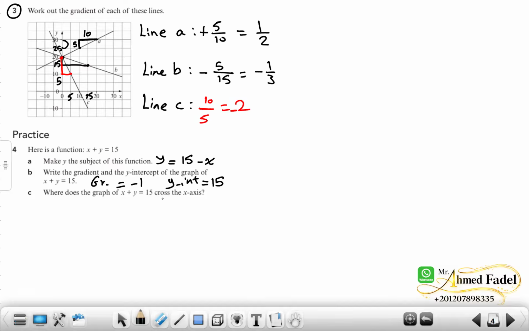Where does the graph x plus y equals 15 cross the x-axis? We took this in 10.2. It crosses the x-axis when y is 0. So remove y and write 0, substitute y with 0. So x plus 0 equals 15, Mister. x equals 15. So it is (15, 0).